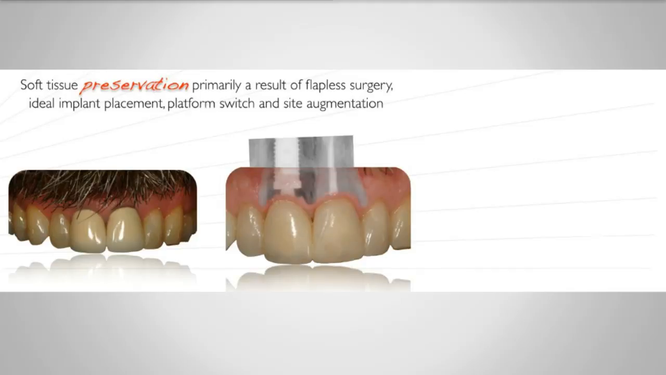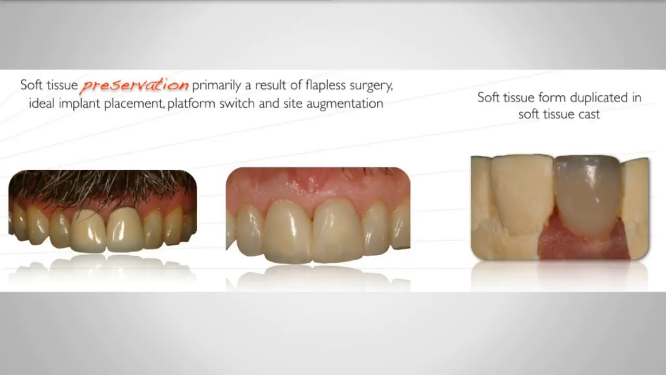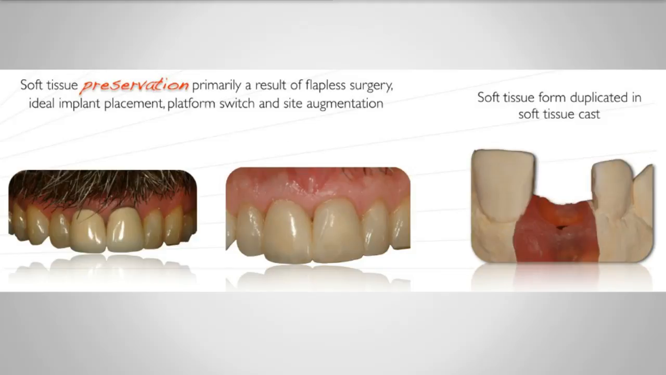I've superimposed this radiograph here. This happens to be a platform switch type of implant. And you can see that in this case, we have bone all the way to the top of that implant. And of course, preserving the bone is what preserves that soft tissue. And of course, we've duplicated that soft tissue form in the cast, so we'll be able to make a crown that's going to mimic the contours that I've used to develop that soft tissue.